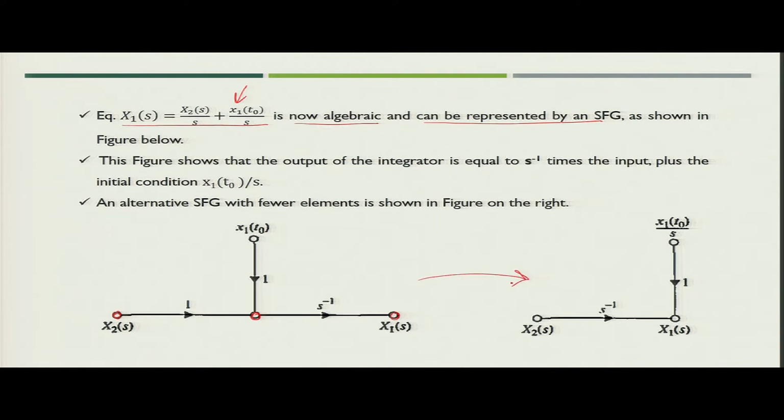Alternatively, you can also represent it with fewer connections. Say this block is representing X1(s). So, 1/s you can put in both of the cases. Here, when you sum up, you will get X2(s)/s plus x1(t naught)/s. So, both figures are representing the same equation. The advantage of this particular figure is that you need fewer elements to show the equation which we just derived.